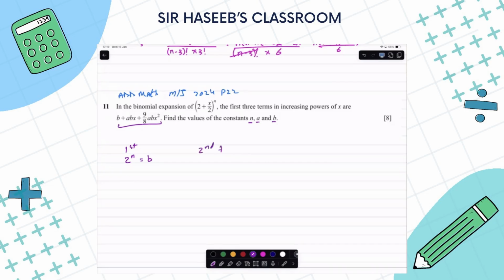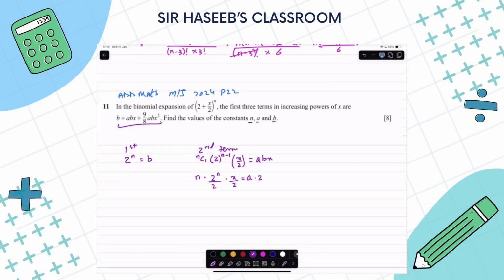Second term is nC1, 2 to the power n minus 1, times x over 2 to the power 1, equals abx. Agree? So I'm going to simplify this. nC1 is n, as we just figured out. I'm going to break this down. This would be 2 to the power n over 2, isn't it? Indices rules: powers are subtracted when divided. Then x over 2 equals a.